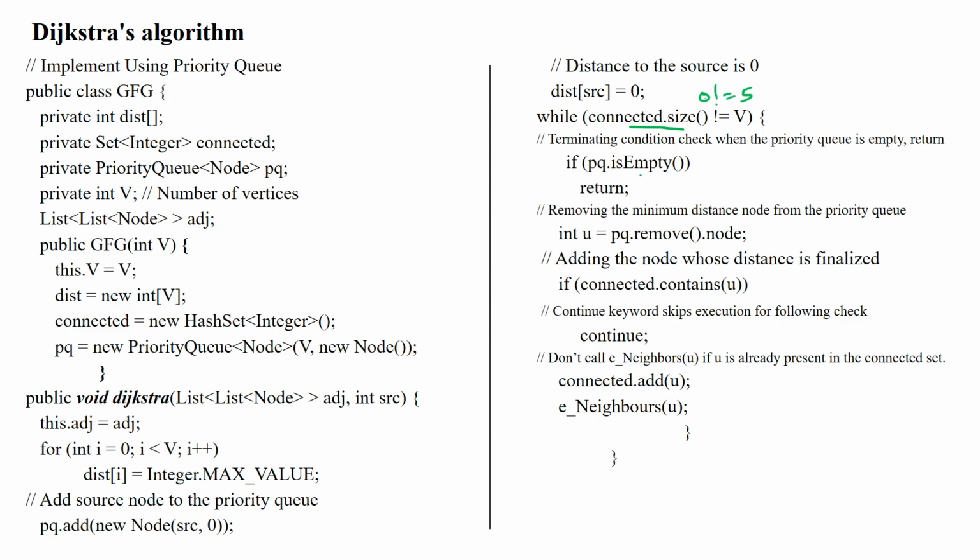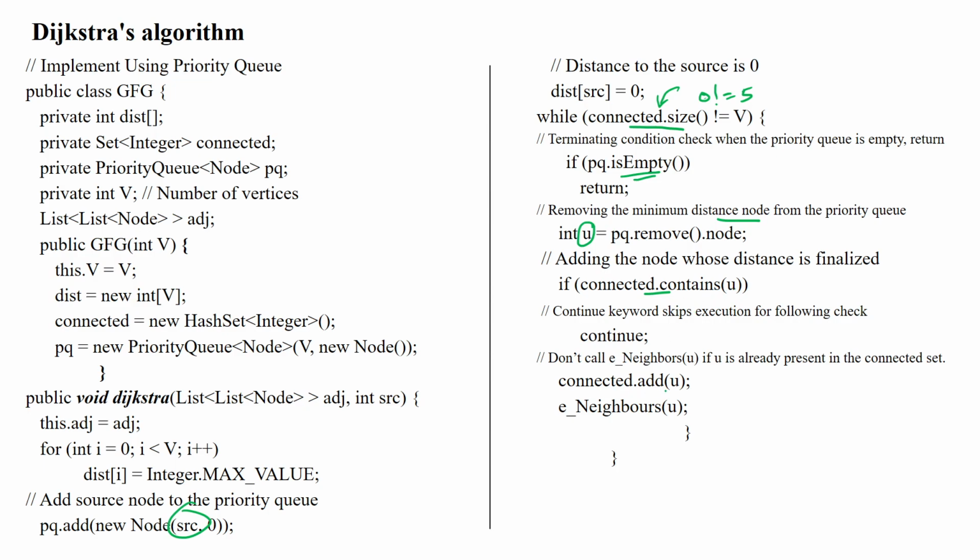Then we check the priority queue: is it empty? No, the source is available in the priority queue. Now we are going to remove the minimum distance node from the priority queue. In the priority queue, the minimum distance node we have is 0. Then we check connected.contains(u). U is still not in connected, because we haven't yet added that source vertex into the single source shortest path. So it is false.